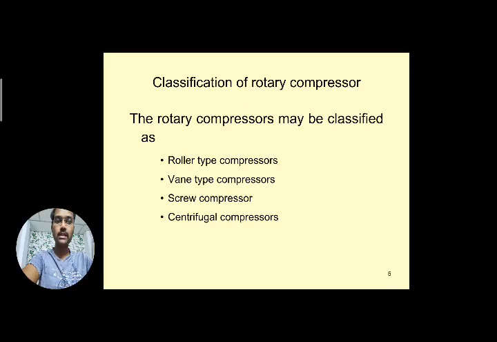The name itself is indicating roller, in the sense that a roller type of structure can be used in this type of compressor. We will see that line diagram, then you will get some idea regarding this compressor. And vane type compressor means vanes are used here, just like some blade type of structure.